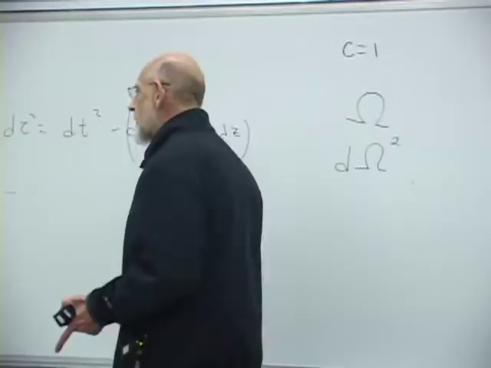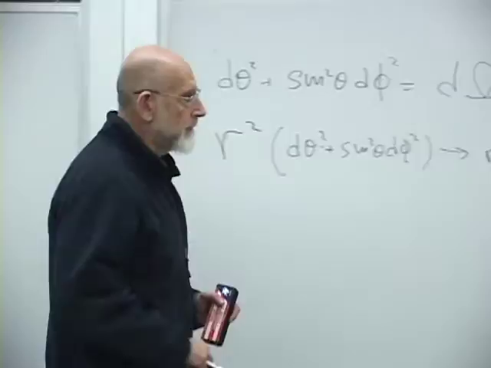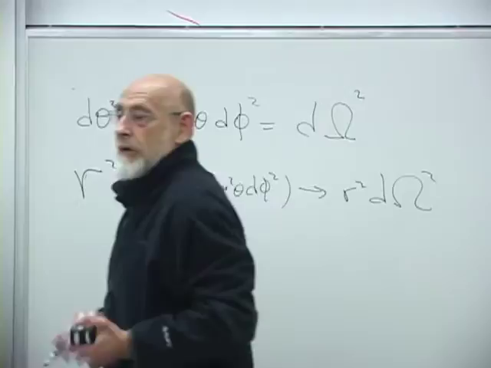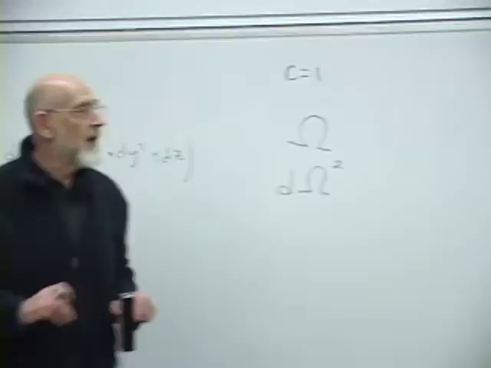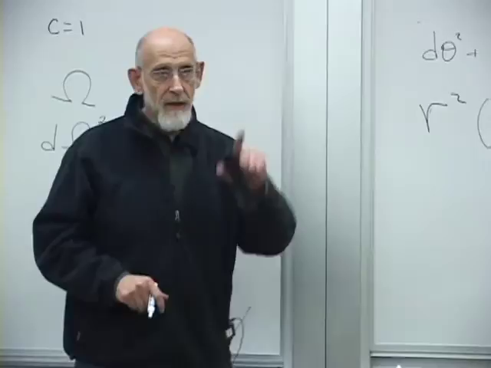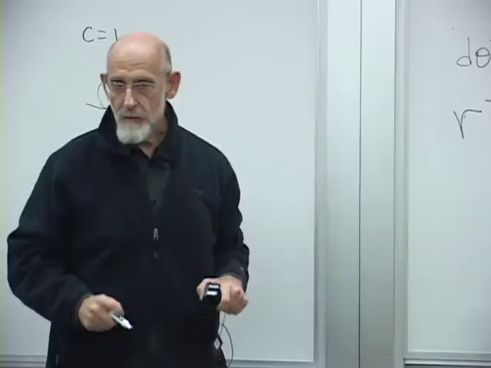Now, I stand at the center, and I look around me. And I see two points. You could think of them as separated by a dx, a dy and a dz. But no, I'm going to think of them as separated by a dr, a d theta, and a d phi. Different distance to me, different angle, and so forth. What's the distance between those two neighboring points?